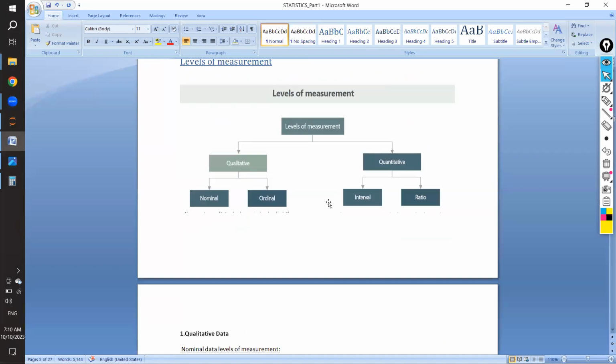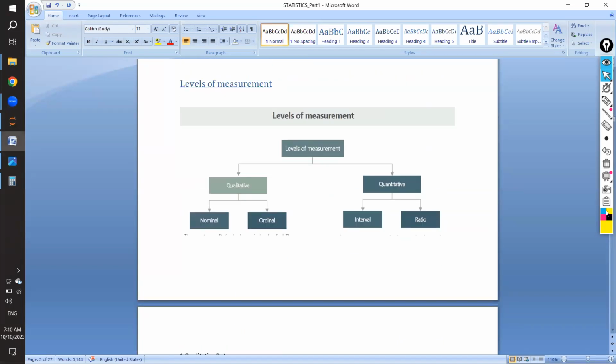Fine. So now let's see, next we have something called levels of measurement, guys. So at high level you have two things, one is qualitative, one is quantitative. Inside qualitative you have something called nominal, you have something called ordinal, and in quantitative you have interval, you have something called ratio. Okay, fine, let's try to understand these things.